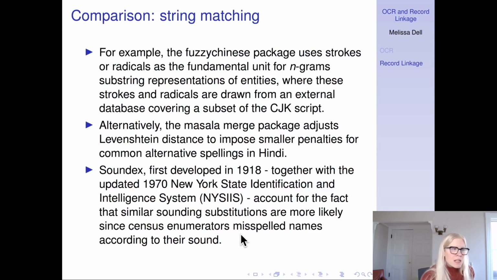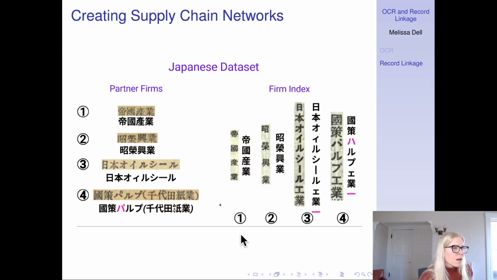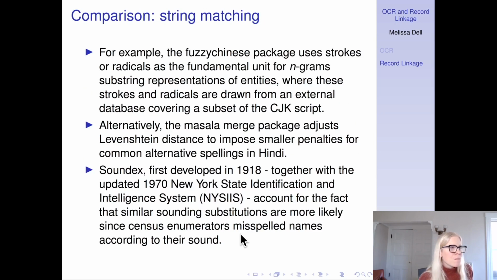There's a package called Fuzzy Chinese that uses strokes or radicals as the fundamental unit for n-gram substring representations of entities, where these strokes and radicals are drawn from an external database covering a subset of the CJK script. And so it breaks each character down into each of the strokes in that character, and then those are n-gram representations, and you look at the similarity of that. You think this might be helpful because OCRs tend to be homoglyphic. It's confusing one stroke for another. But this only works if the character is in the database, which not all characters are. It's a subset of CJK that people have computed what the strokes are.